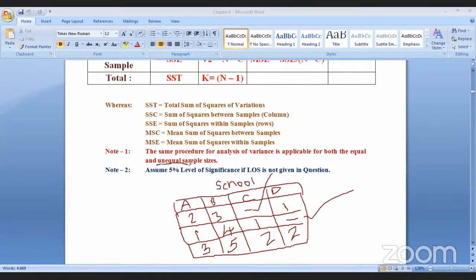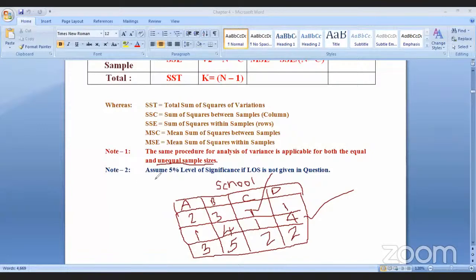Unequal sample sizes, or sometimes equal sample sizes also occur. Equal sample sizes means in the place of C here, no data, 7 is there, and here 4 is there. So in each and every column there are 3 variables, 3, 3, 3, 3. So this type of problem is equal.